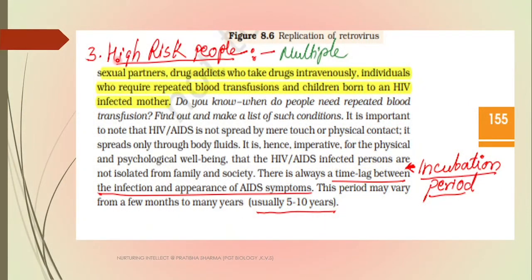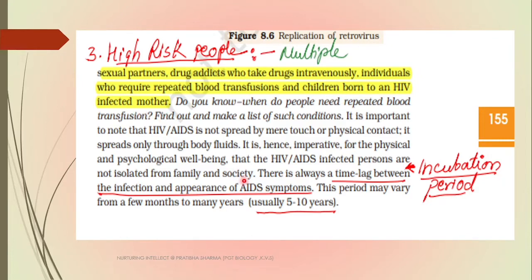Now, who are the people who are at high risk of contracting the HIV virus? These are the people who have multiple sexual partners and drug addicts who take drugs intravenously. So ऐसे जो drug addicts होते हैं वो अपनी syringes share करते हैं. So there is a chance of getting infection. Also individuals who require repeated blood transfusion and children born to an HIV infected mother.